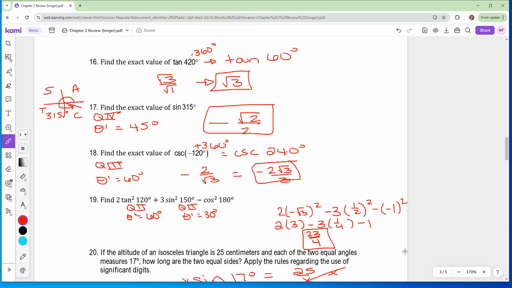Exact values, that's the hand trick. Make sure you're thinking about your quadrant, now positive and negative. I did it like a 0, but maybe the easier option is to go back. Remember in chapter 1 we used x, y, and r. And so this is the point -1 and 0, r is always 1. So cosine is x over r.